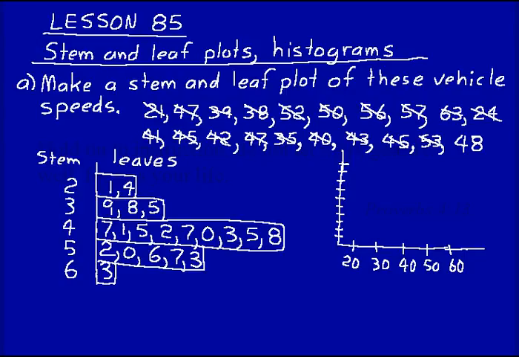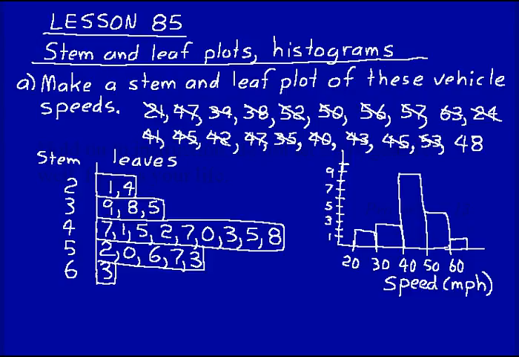Now in the 20s group we had 2 speeds, so we make a bar up to the 2, over, and down. The 30s group we had 3, so we make a bar up to the 3, over, and down. The 40s group we had 9, so we go up to the 9, over, and down. The 50s group we had 1, 2, 3, 4, 5, so we'll go up to the 5, over, and down. And then the 60s we had 1, so we just go over and down like that.